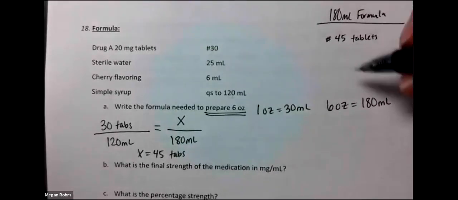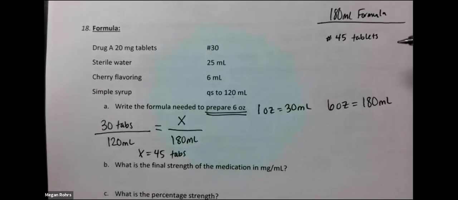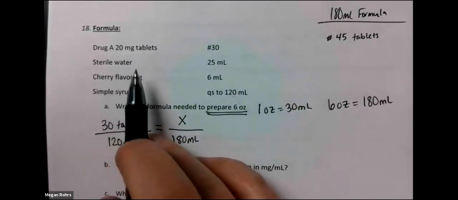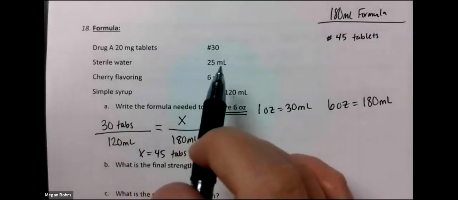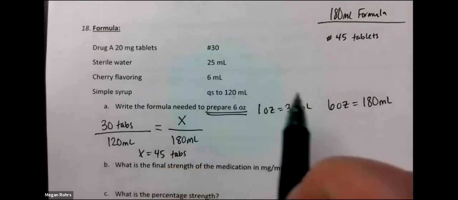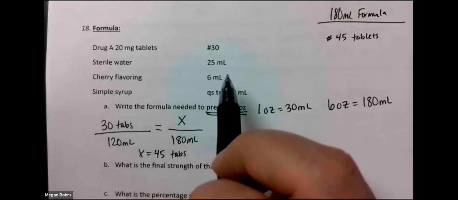So my 180 ml formula, I'll just write over here. Now I would like you to go ahead and do the same thing for these next three ingredients. So sterile water. We know that 25 mils are in 120 mils. We've got to find out how much would be in 180. Then do the same thing with your cherry flavoring.